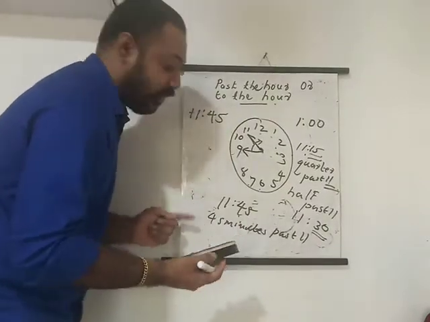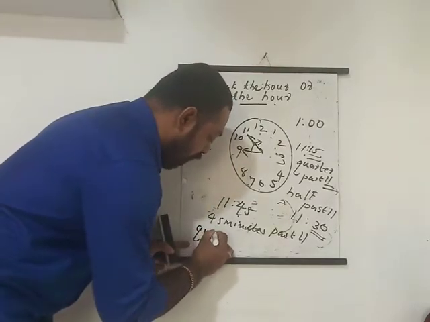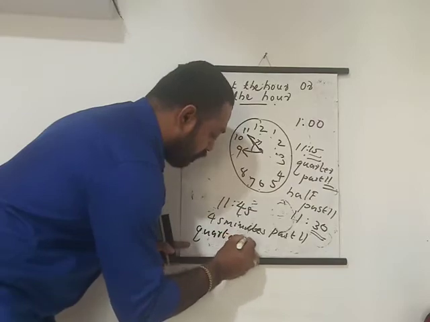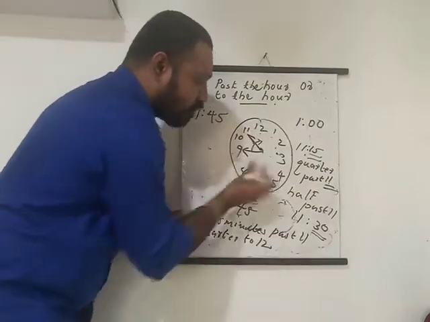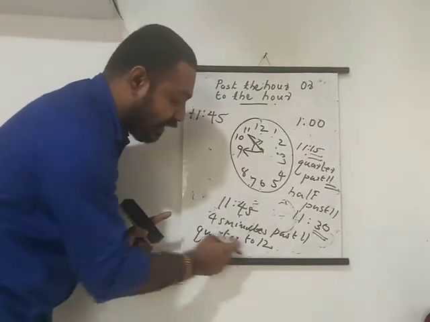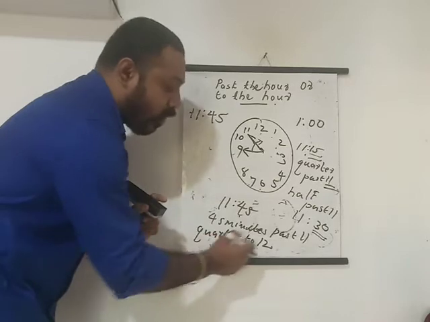So we can say that 11:45 is quarter to 12. That means what is the meaning? Only 15 minutes are needed to reach 12. 12 മണിയാകാൻ 15 മിനിറ്റ് മതി. Okay, 11:45 is quarter to 12.